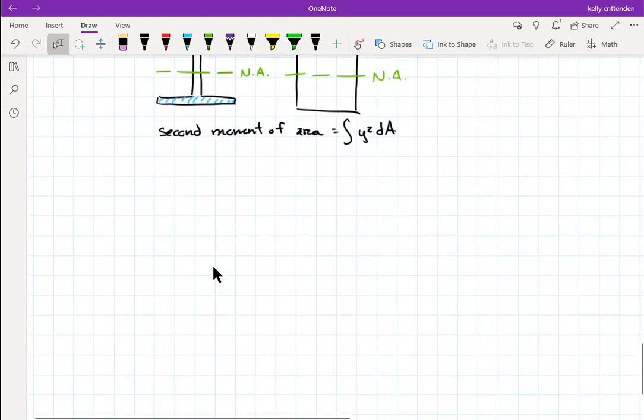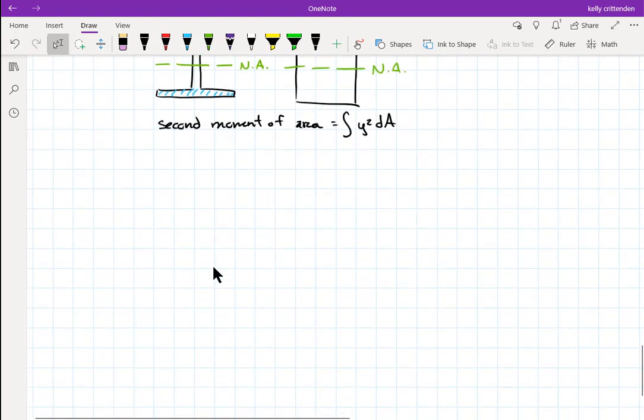But we need M. And M is, yeah, we'll spend a little bit of time dealing with M. So M is called the bending moment.